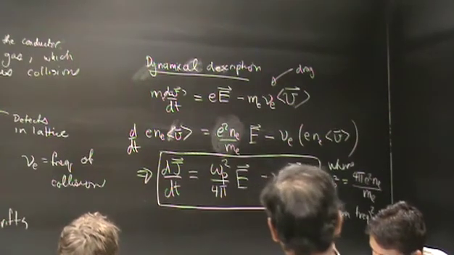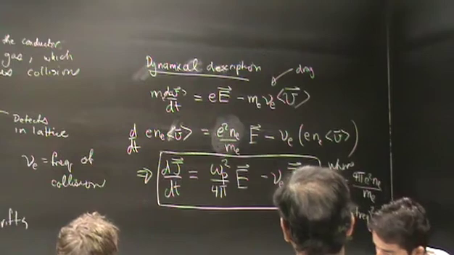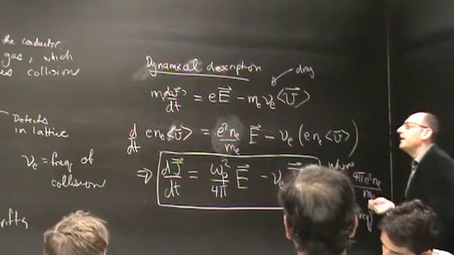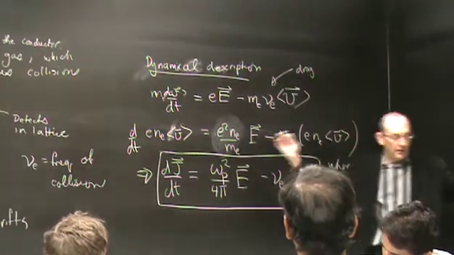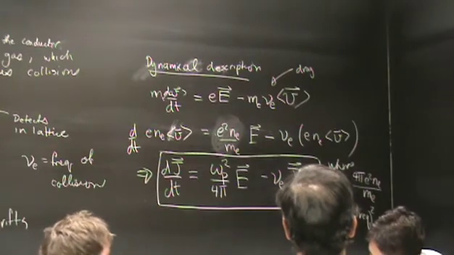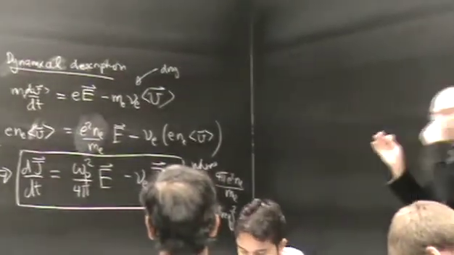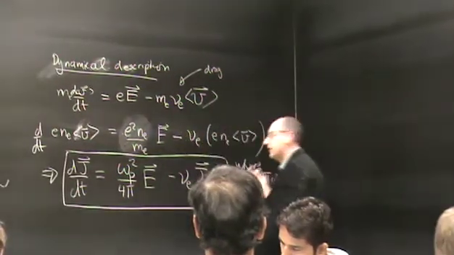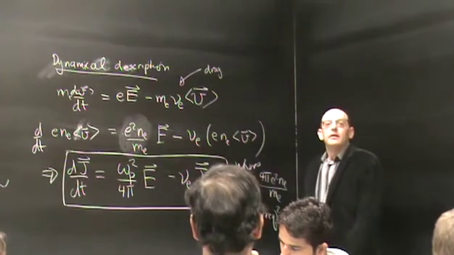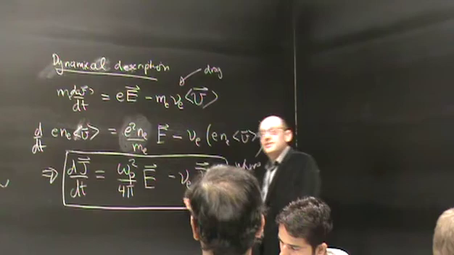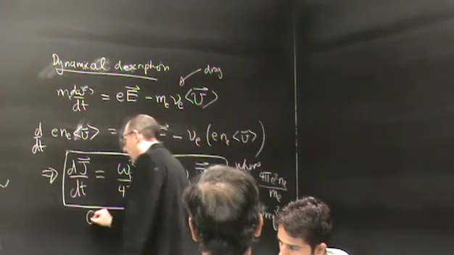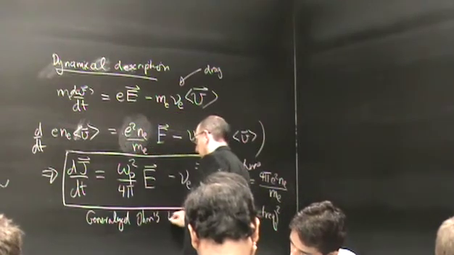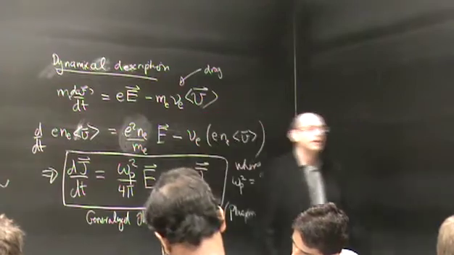Everyone's seen the plasma frequency before? If you like, make it 4 pi over epsilon naught, and it's maybe something that looks familiar. The plasma frequency comes in thinking about the natural oscillations of a charged gas, a plasma, which has positive and negative ions, and if you displace them, they will oscillate at the plasma frequency. So this equation is called the generalized Ohm's law. It follows from the Drude model.